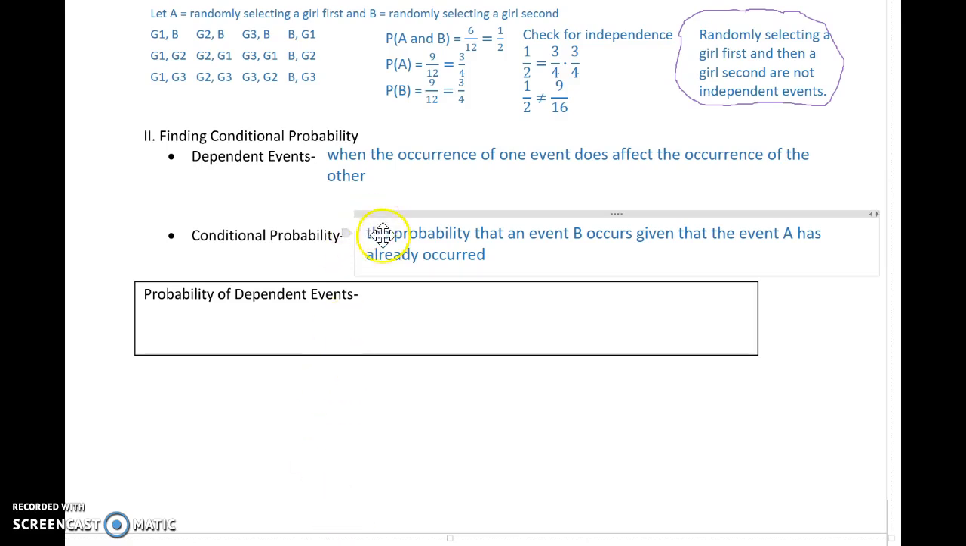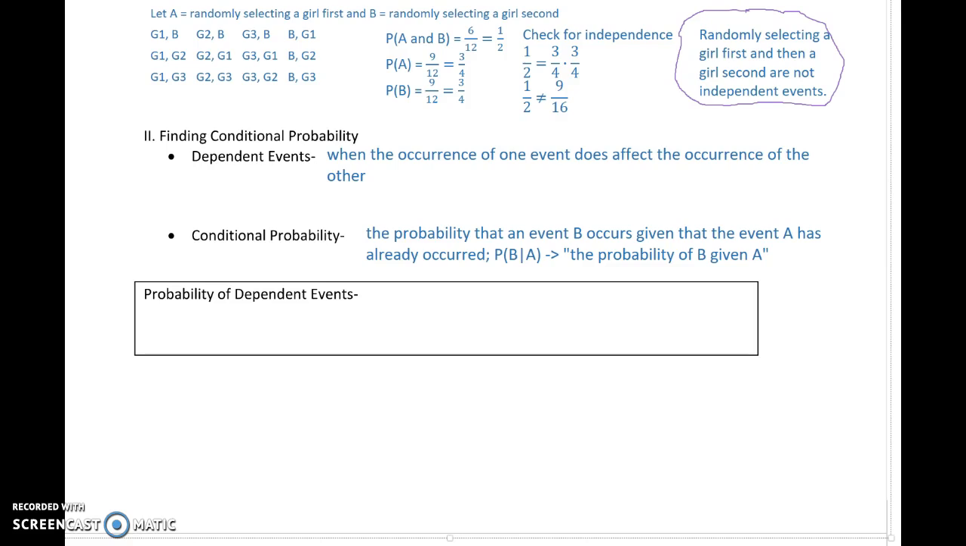So these two ideas are linked. Conditional probability is also written in the following notation. You'll see this probability with B and a vertical line A. That's read as the probability of B given A. So meaning A has already happened, what's the probability of B? The condition is always the second part. The probability we're looking for is the first letter, the event B, given the occurrence of A.